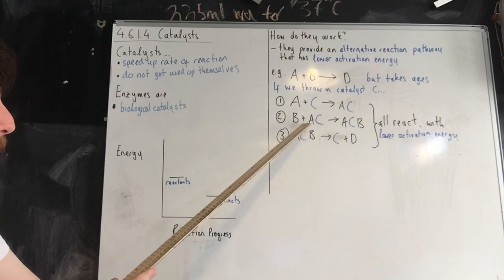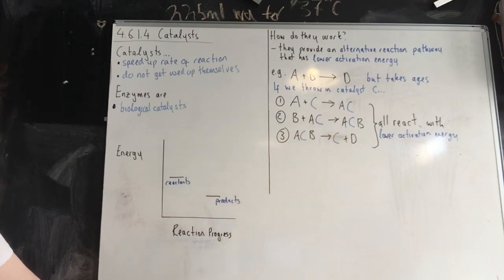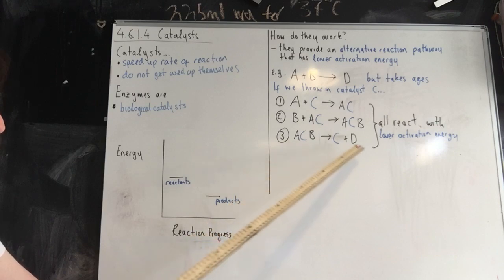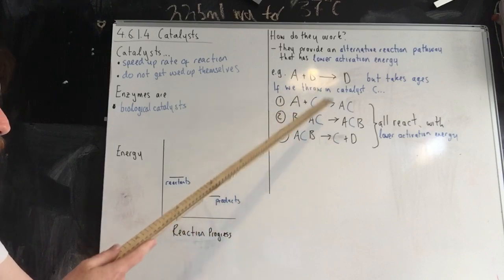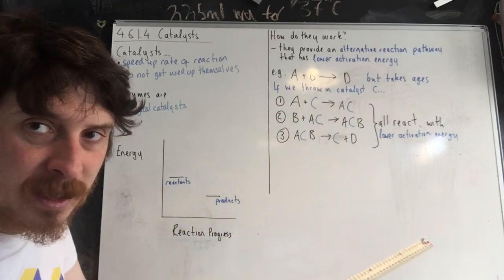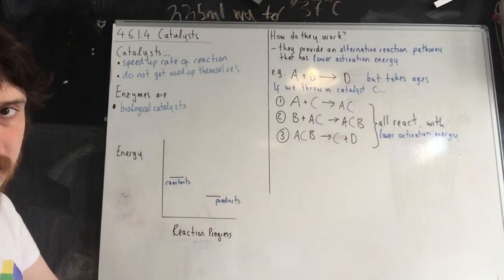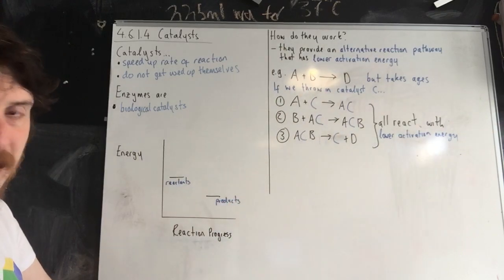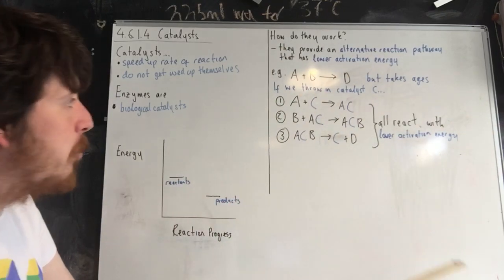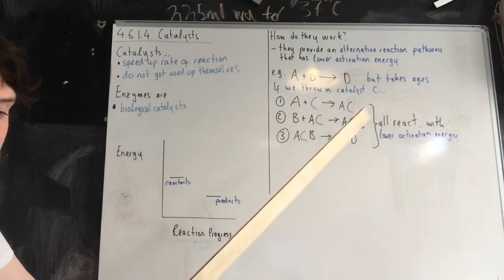Then that AC reacts with the other reactant that we have, B, and makes a big combination called ACB. All of a sudden, that ACB reacts and leaves you with product D, all at a lower activation energy. It looks like it's a multiple step process, and that's because it is. But if all this is occurring with lower activation energy, you end up with product D quicker. This is not something that you need to be aware of until A level. However, I don't like to see it on the spec where it just says alternative reaction pathway and then doesn't explain it. So that's it explained.